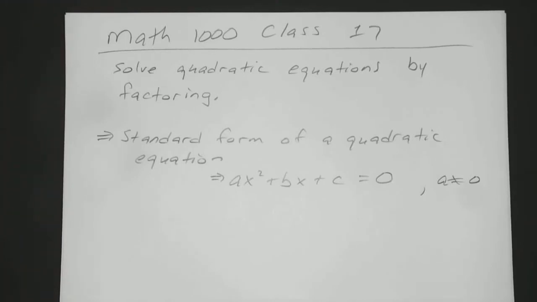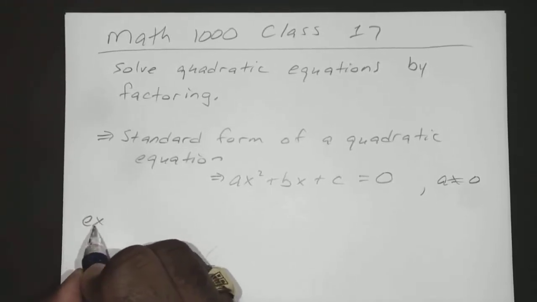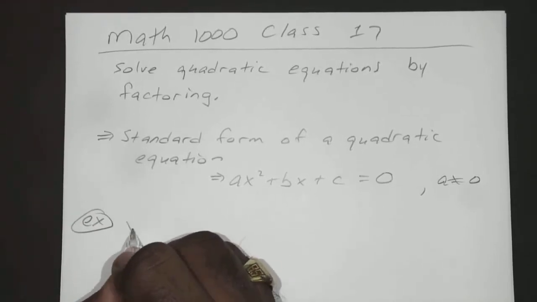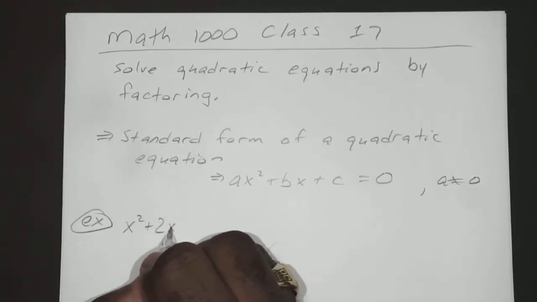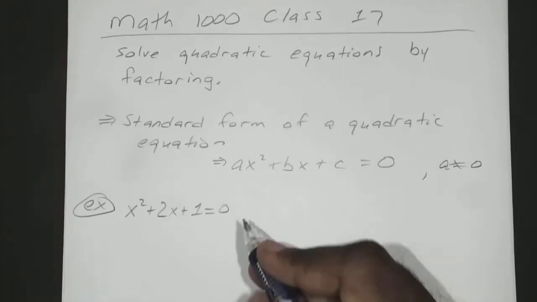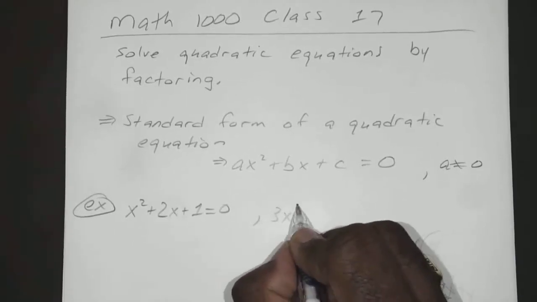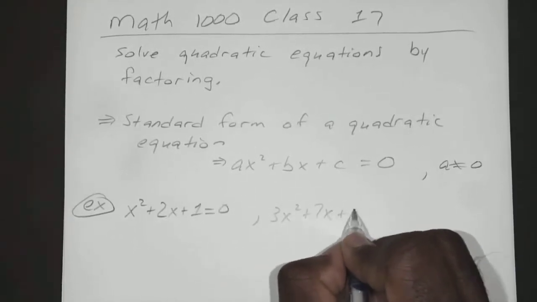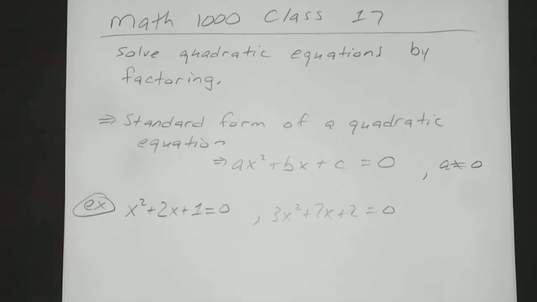Okay, so for example, x squared plus 2x plus 1 equals 0 is the standard form of a quadratic equation. Or if you have 3x squared plus 7x plus 2 equals 0, that's the standard form of a quadratic equation.